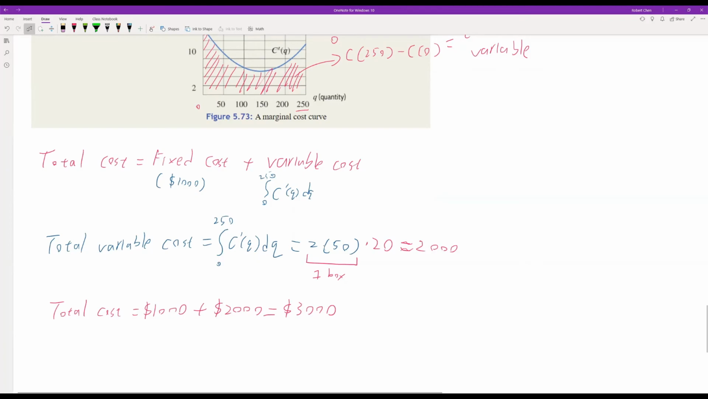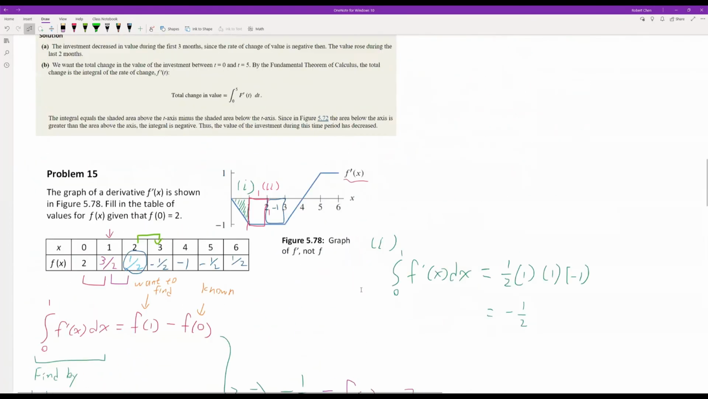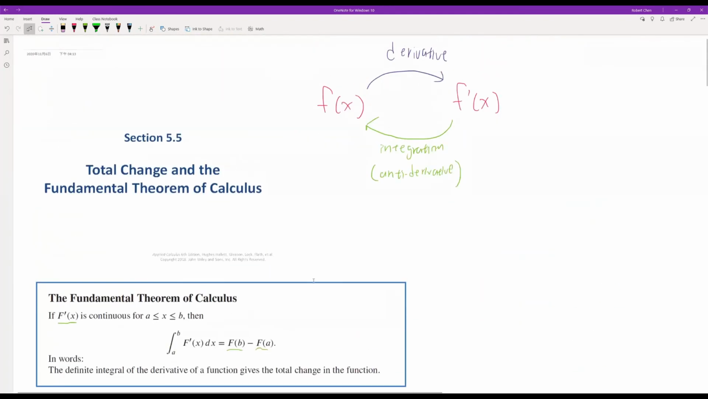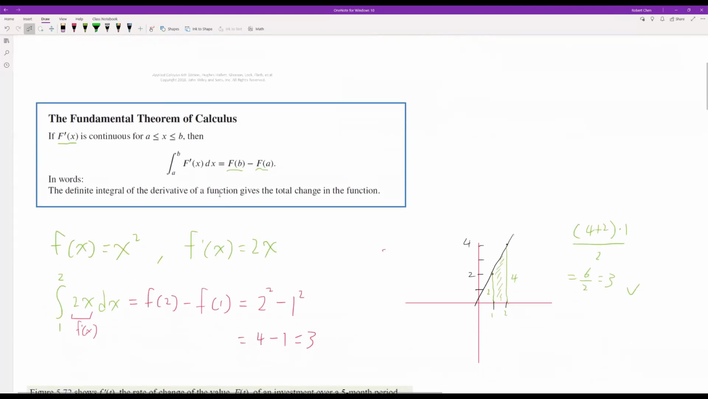Okay, and that's it. So 5.5, the fundamental theorem of calculus. This equation is very useful, so keep that in mind. And also we can explain this definite integral in different ways, either using the fundamental theorem of calculus, like what we have here on the left-hand side, or by defining it as the area under the curve.